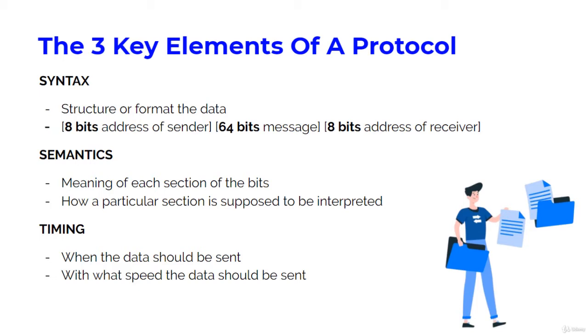And the last one is timing. The term timing refers to two characteristics: when data should be sent and how fast they can be sent. For example, if your internet service provider produces data at 100 Mbps, but your mobile device can only receive or process data at 1 Mbps, the transmission will overload and some data will be lost.